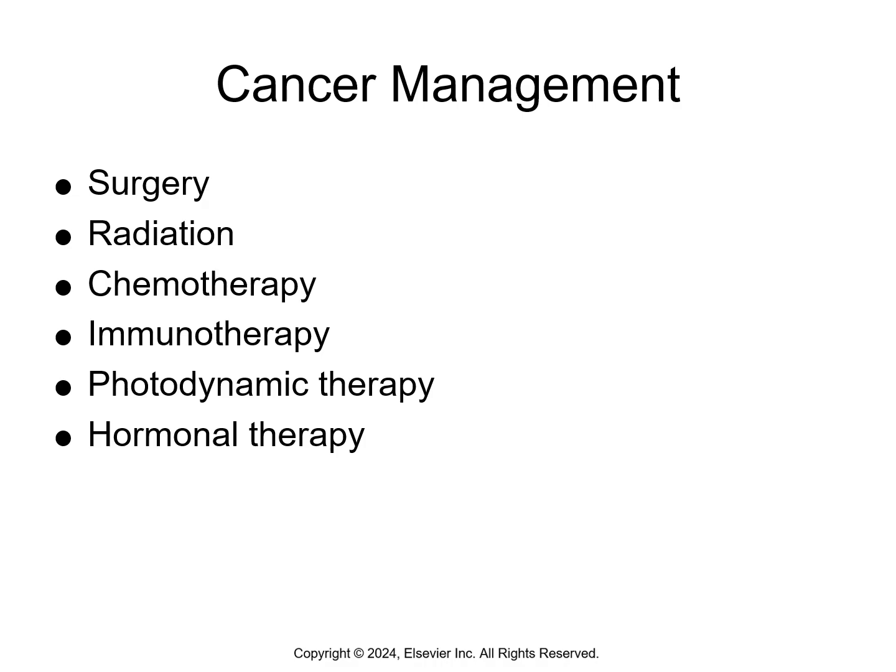So treatments are chosen based on the tumor type, the stage, the spread, and the patient's condition. Some of the main treatments, as we'll see on the slide: surgery, radiation, chemo, immunotherapy. There's an immunotherapy drug now called Keytruda that's very popular, that's being used a lot. Photodynamic therapy and hormone therapy.